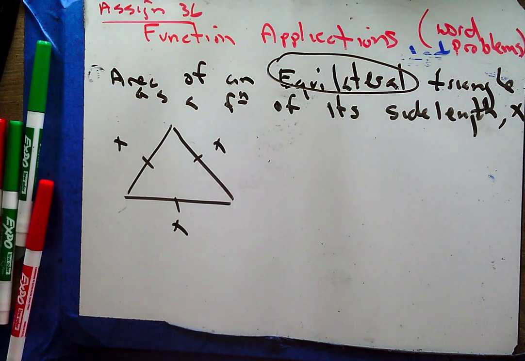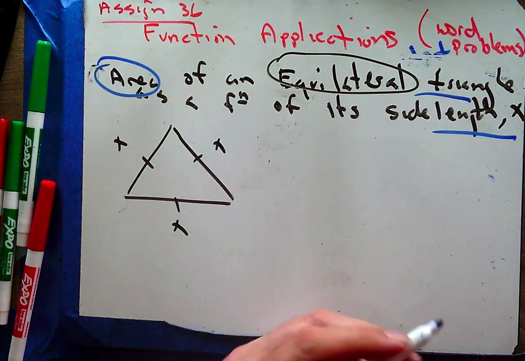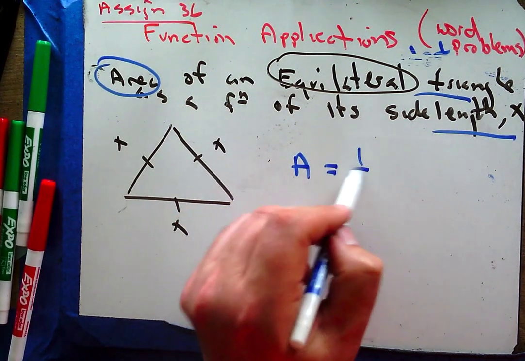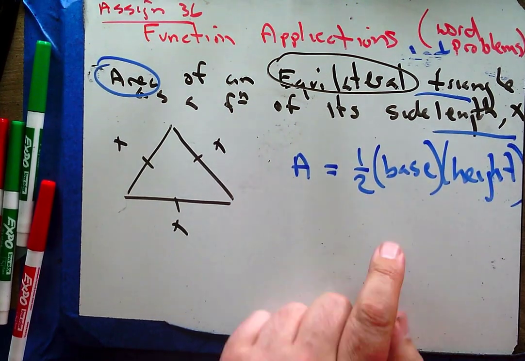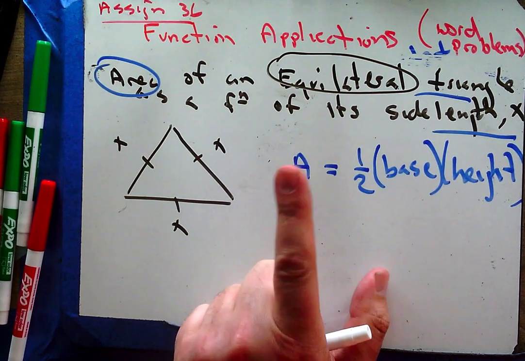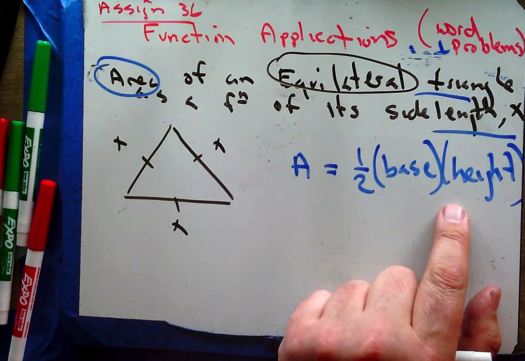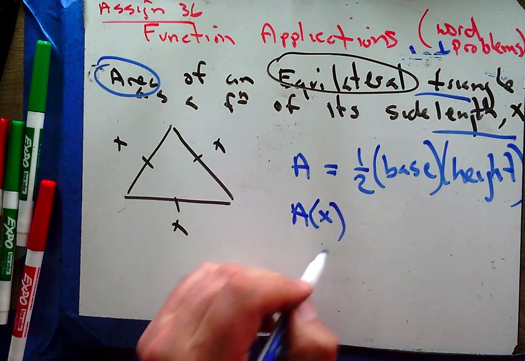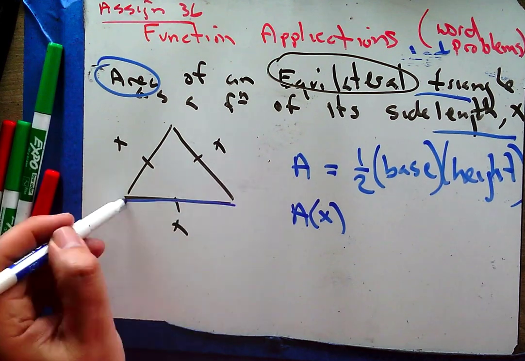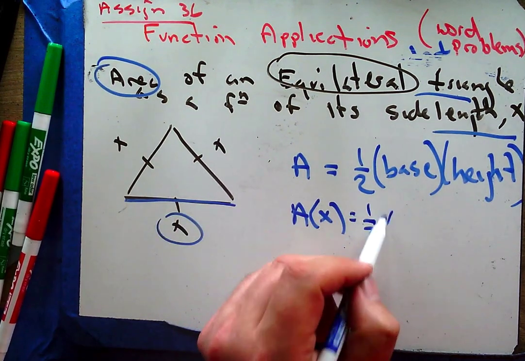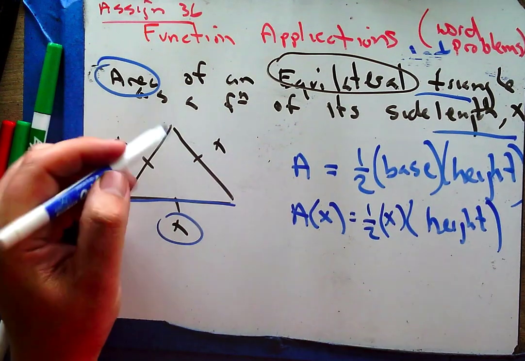Okay? But I'm asked to write the area of that triangle as a function of x. Well, I know the area of a triangle formula. Area equals 1/2 base times height. The problem is that this area isn't just a function of one variable, it's a function of both base and height. I need to get this to say A of x. Area is just a function of side length. Well, I notice here that the base of the triangle is x. So I could start, but what about the height? How do I find this height?